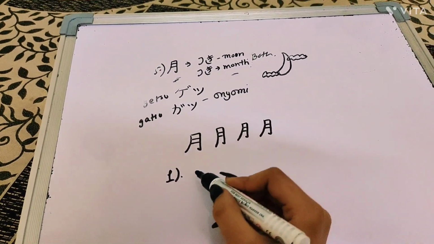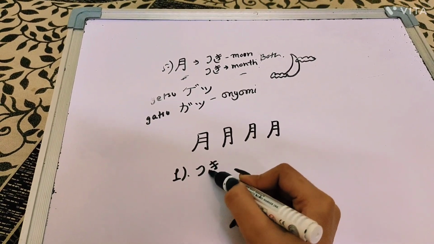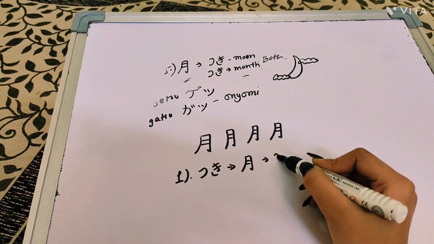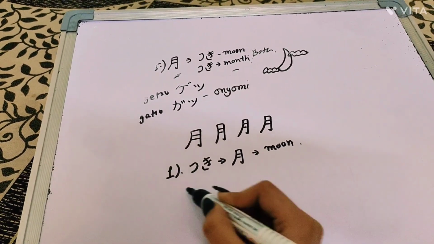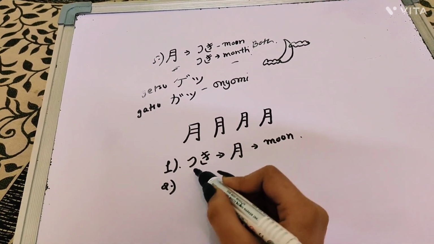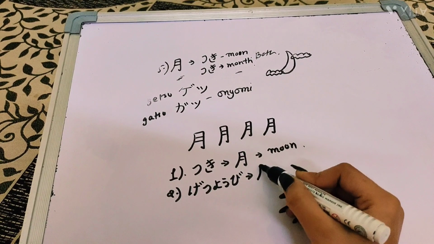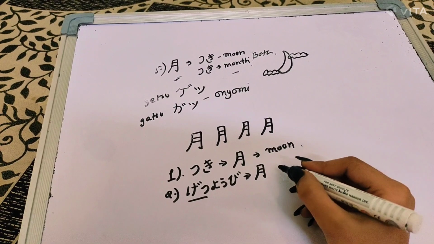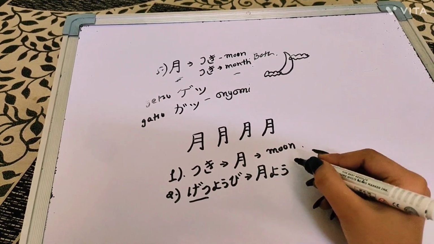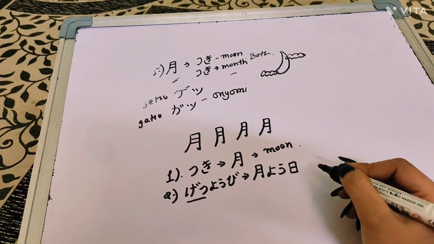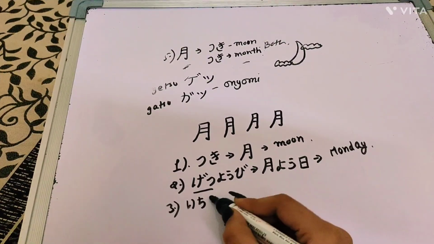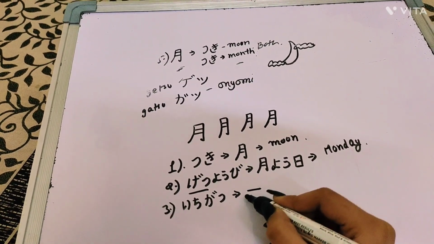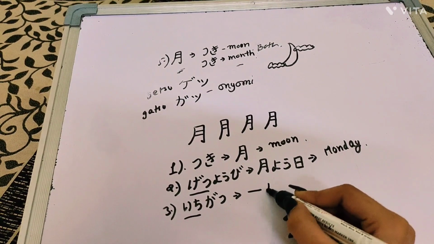First word is obviously tsuki. Tsuki means moon. And the next word is getsu yobi. Getsu yobi means Monday. Next is ichigatsu. Ichi means first and gatsu is month.